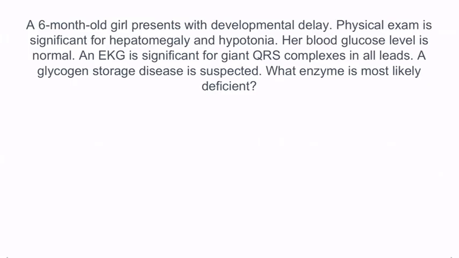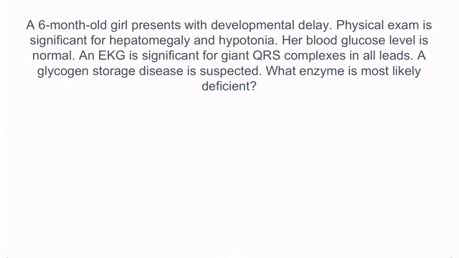Okay, let's do a question. A 6-month-old girl presents with developmental delay. Physical exam is significant for hepatomegaly and hypotonia. Her blood glucose level is normal. An EKG is significant for giant QRS complexes in all leads. A glycogen storage disease is suspected. What enzyme is most likely deficient?